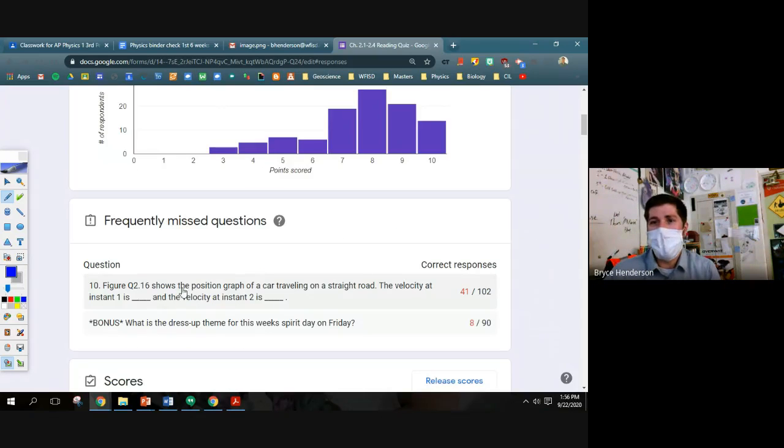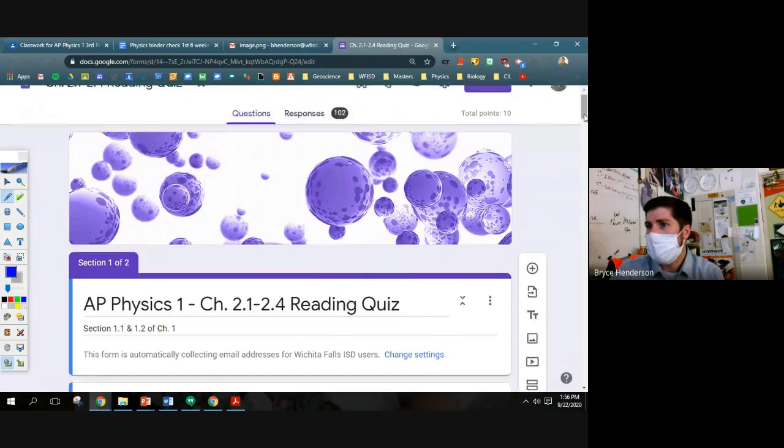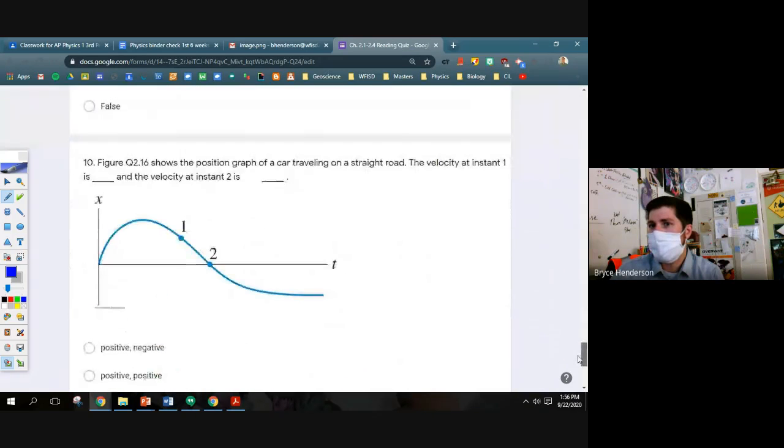So that was mainly number 10. Number 10 is right here. It says figure Q 2.16 shows the position graph of a car traveling on a straight road. The velocity at instant 1 is blank, and the velocity at instant 2 is blank. If you don't remember what that graph looked like, jump to question 10. This is the graph.